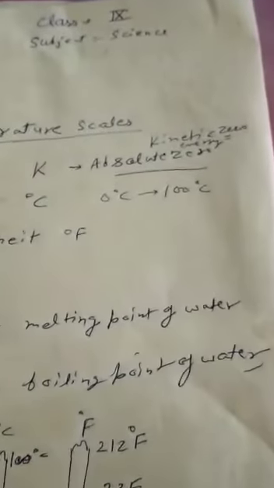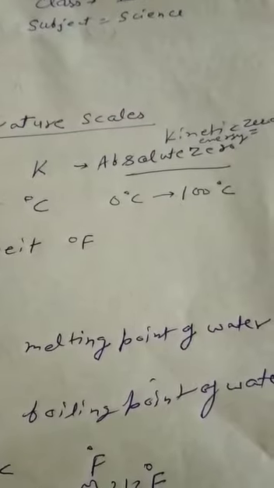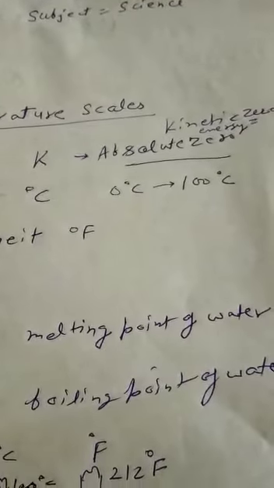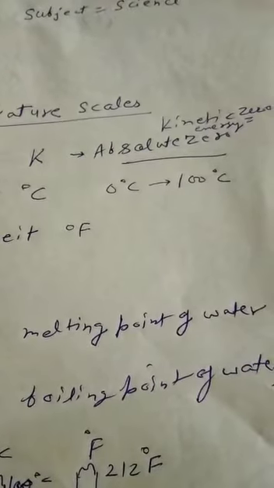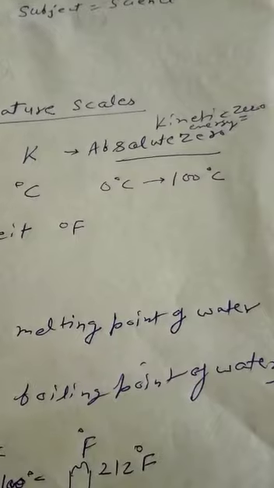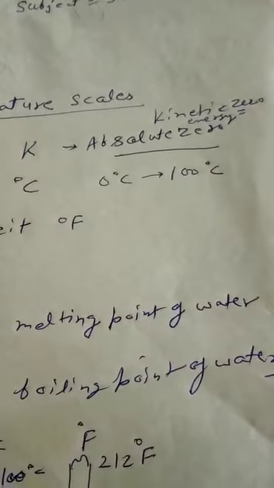Now the Kelvin scale is related to the kinetic energy of molecules, and absolute zero, or zero Kelvin, is the temperature at which all molecular motion ceases. It means there is no movement of the particles at this temperature.